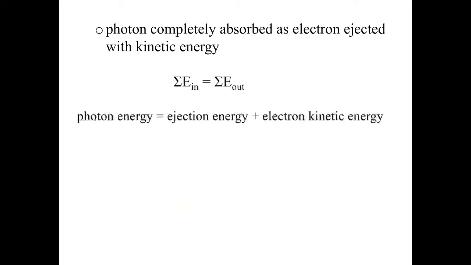Okay? So what happens when the photon hits the metal? Well, the photon is completely absorbed as the electron is ejected with kinetic energy. So that photon's energy has been completely absorbed by the electron. Okay? And we know that energy in has to equal energy out. So we have the photon energy as the energy going in, and then the electron needs to take some of that energy just to release itself from its nucleus, and the rest of the energy left over is the kinetic energy of the electron.